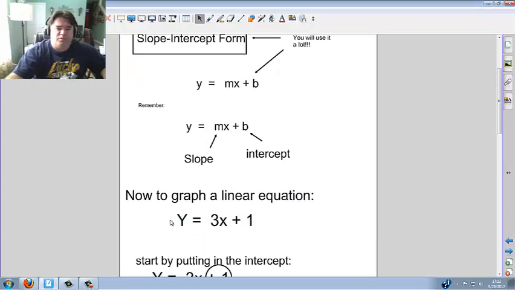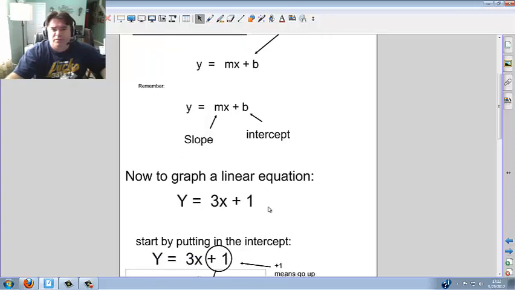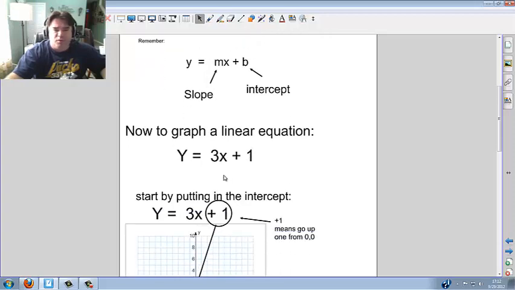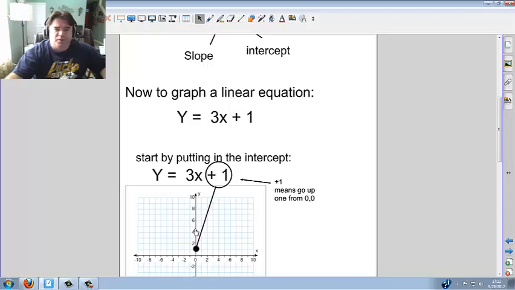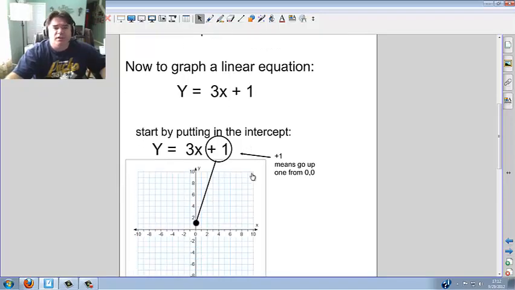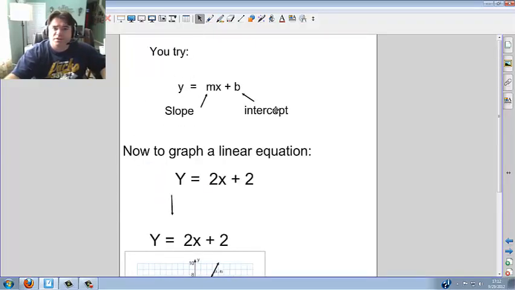So to graph a linear function, when you have y equals 3x plus 1, remember you start at 0, go up 1, because that's where you start, then up 3 over 1, up 3 over 1. Remember, we kind of covered this last chapter, so hopefully this is a review for you. Now you try, slope-intercept form. Go ahead and graph y equals 2x plus 2.